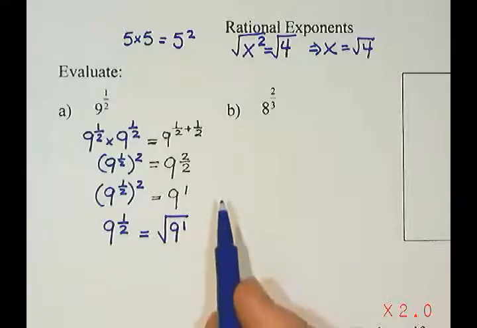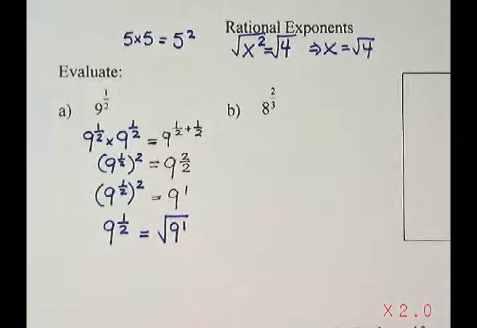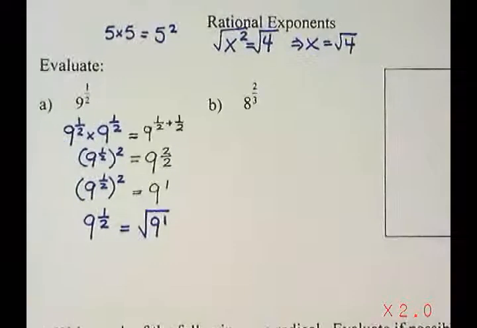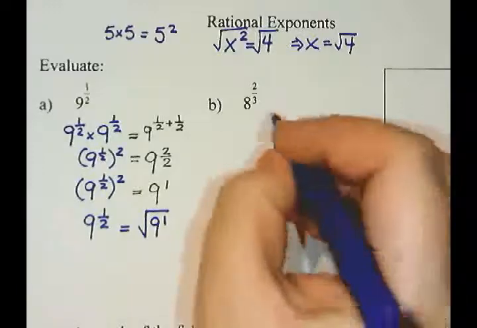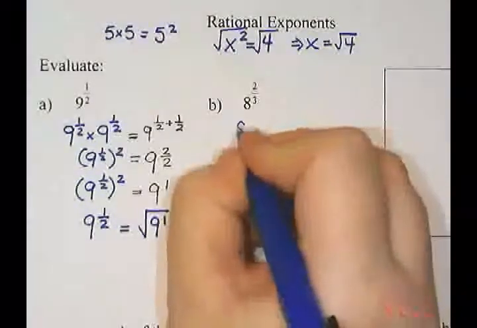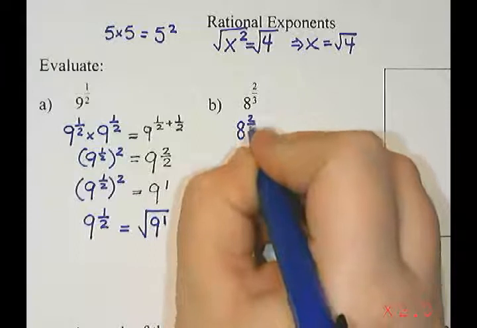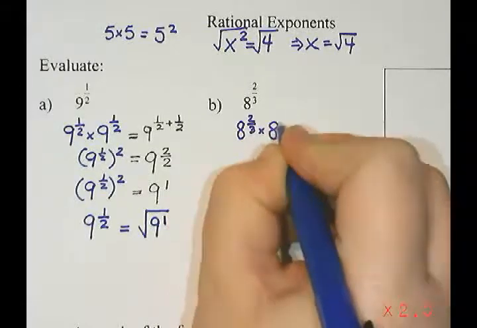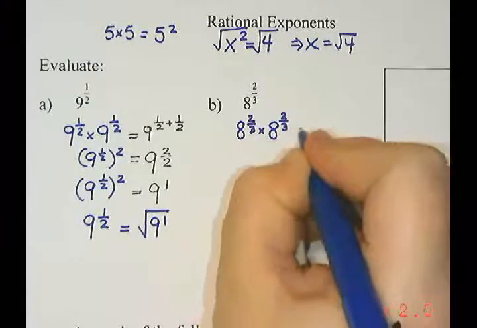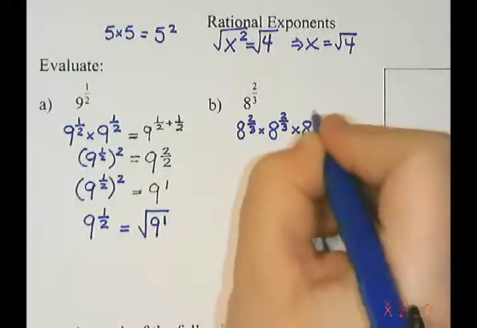We're going to try the next one, and then we're going to look to see if we see a pattern here. I'm going to try the same thing. I'm going to make up a question that uses 8 to the power of 2/3. So I'm going to pick 8 to the power of 2/3 times 8 to the power of 2/3. Actually, I'm going to do it 3 times: 8 to the power of 2/3.